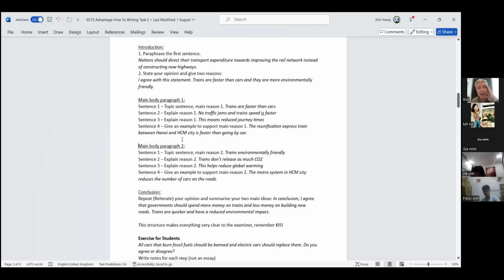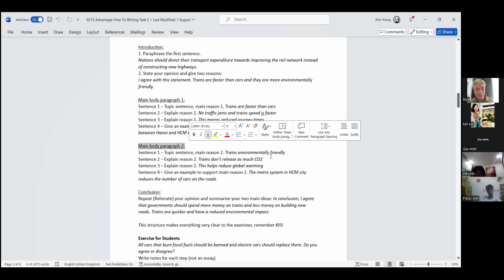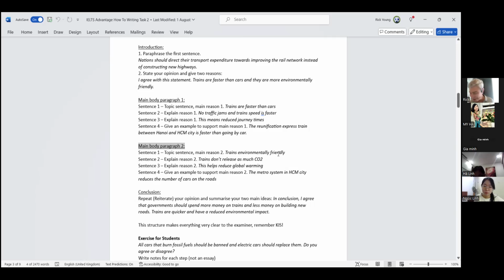Okay, what is the third paragraph called? Main body paragraph 2. Correct. And what is the last paragraph called? Conclusion. Correct. So this structure, you always follow this structure. Very easy to remember. Introduction, main body paragraph 1, main body paragraph 2, conclusion.